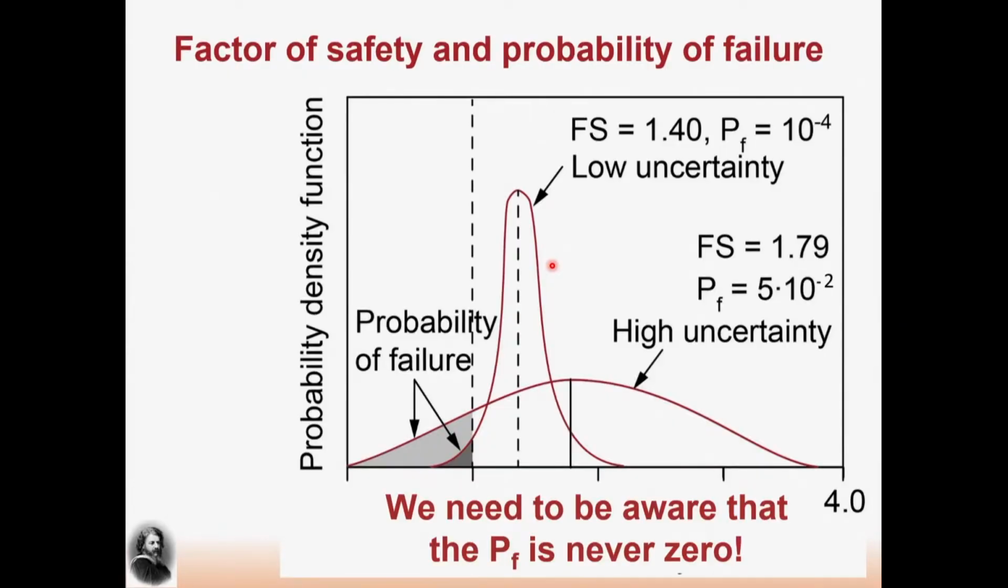And we need to be aware that whatever one designs, the probability of failure is never zero. The people who are against doing reliability analysis say, well, if you don't calculate the probability of failure, then it's zero. That is not true. The probability of failure is always there, whether you calculate it or not. And you need to do it because there are uncertainties in our calculations.